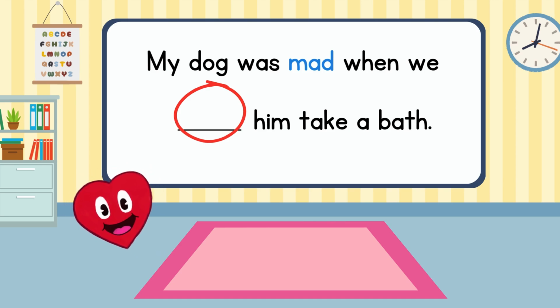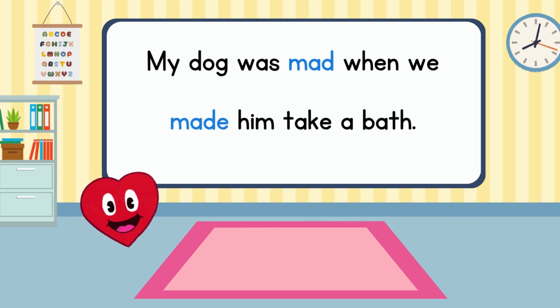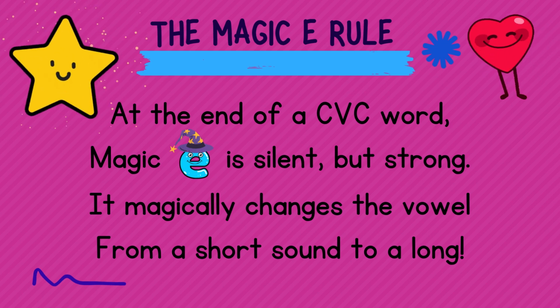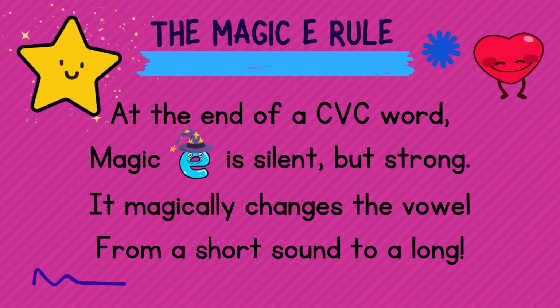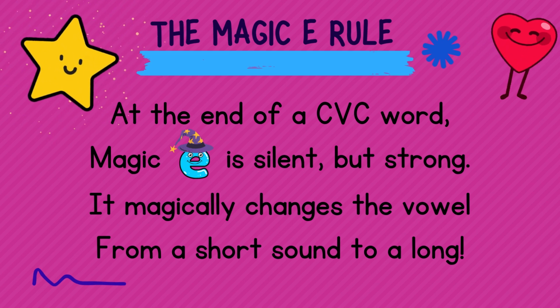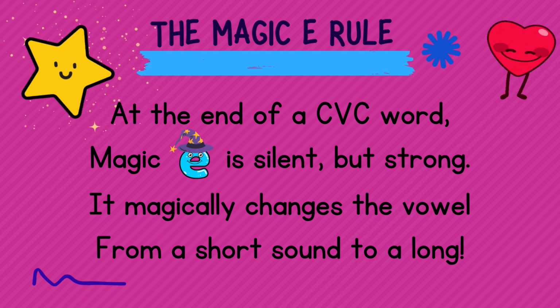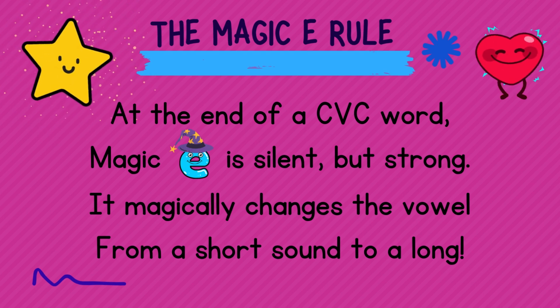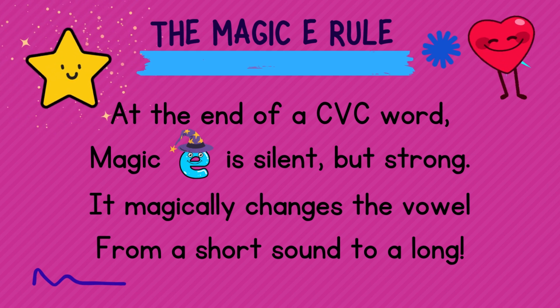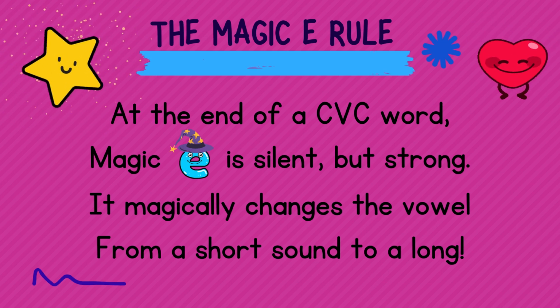My dog was M-A-D, mad, when we M-A-D plus magic E made him take a bath. Thank you so much for the help today, Sparkle. Let's say the rhyme together one more time because I know it's going to help me remember the rule. At the end of a CVC word, magic E is silent but strong. It magically changes the vowel from a short sound to a long.